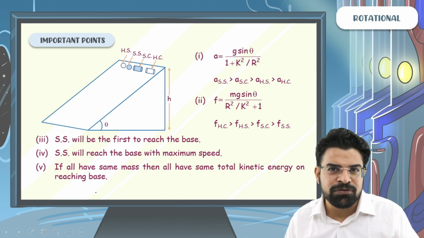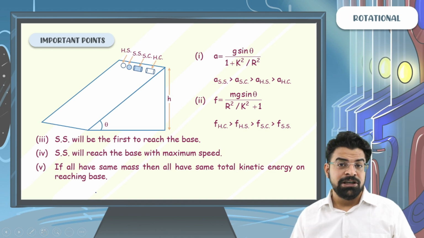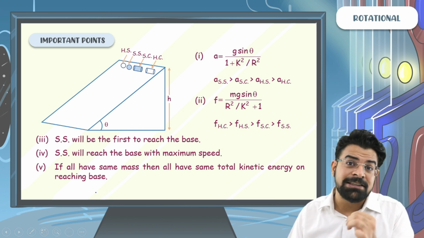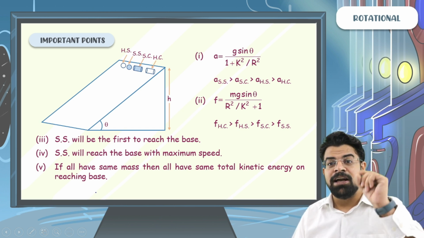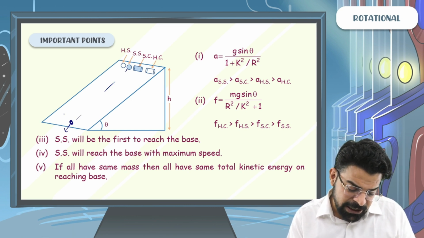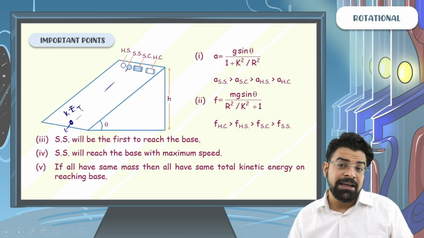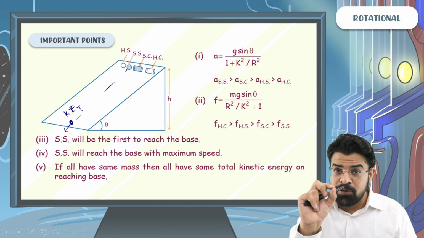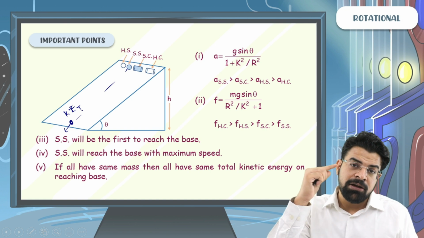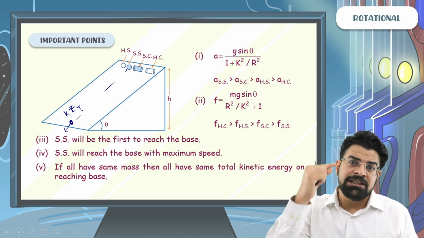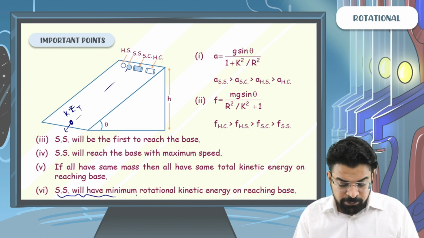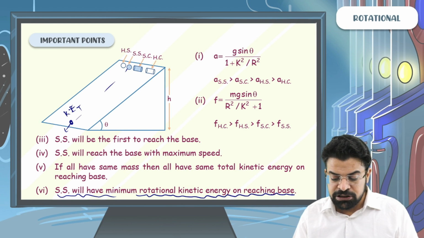Now I ask you, which one will have the highest translational kinetic energy? All of them will have the same total kinetic energy, but since the solid sphere reaches with the greatest speed, it will have the highest translational kinetic energy. So since the solid sphere has the highest translational kinetic energy, it will have the least rotational kinetic energy, because the sum of both types of kinetic energy is the same for all four bodies. So the one which has greater translational kinetic energy will have lesser rotational kinetic energy. So the solid sphere will have minimum rotational kinetic energy on reaching the base.